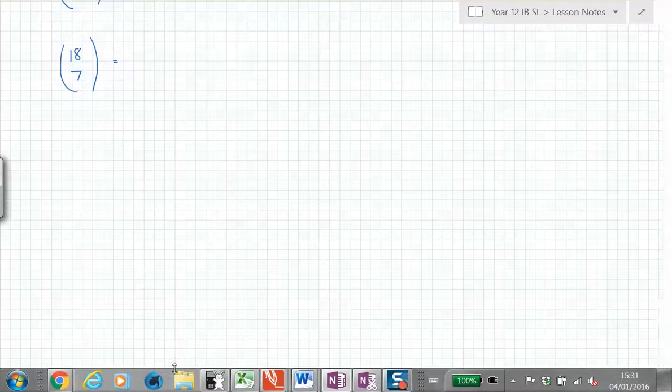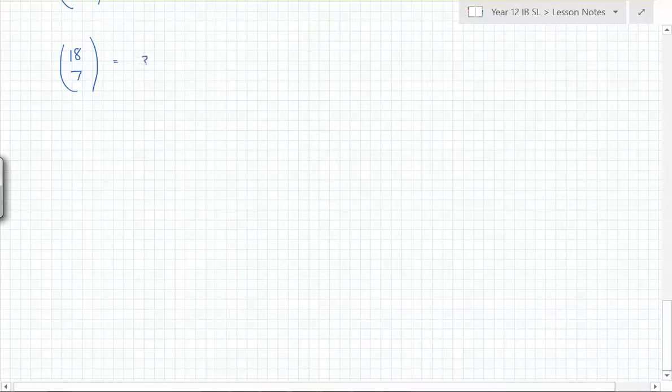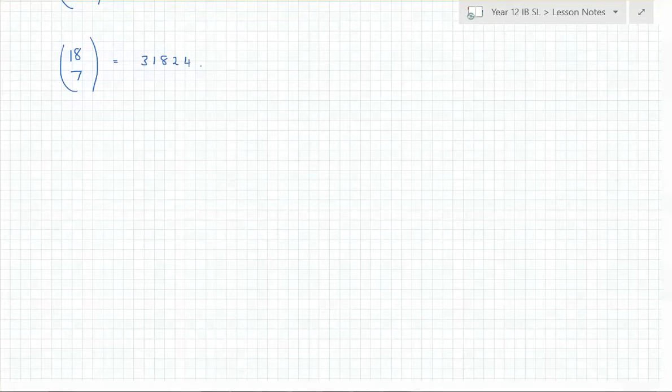So on your calculator, we're going to type in 18, math, go across, nCr, 7, press enter, we get the answer 31,824. That's a big coefficient. Can you at least write out the formula and prove it gives you the same answer? Using your calculator to do the multiplication, but at least show it does that. Okay?